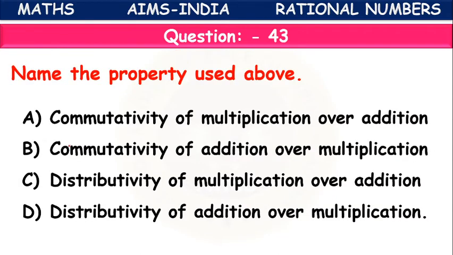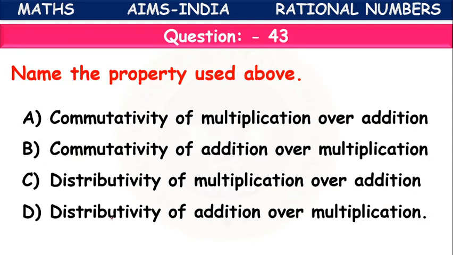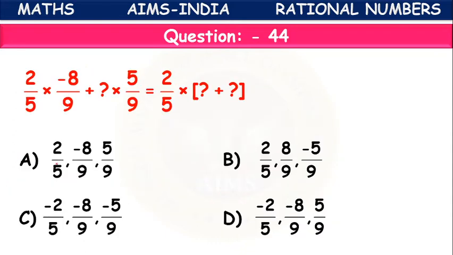Now they are asking, name the property used above. Means used in the 42nd question. Which property did they use? Distributivity of multiplication over addition. So that property they have used. So the answer is C option. Next, same.